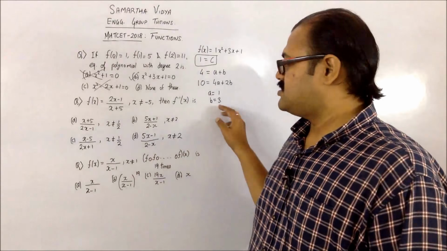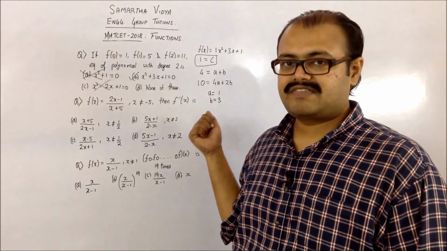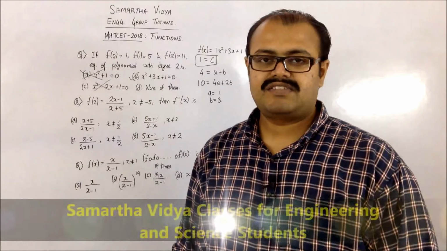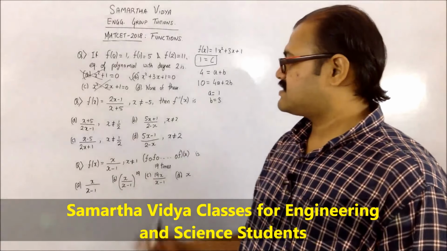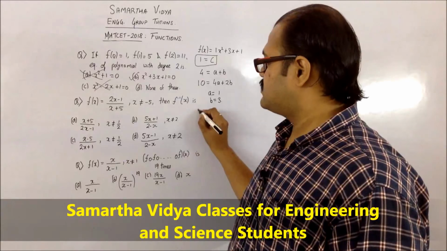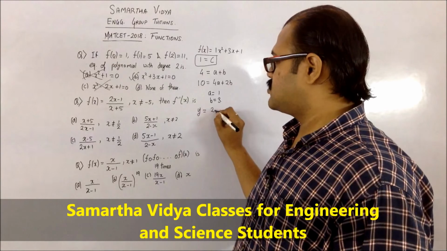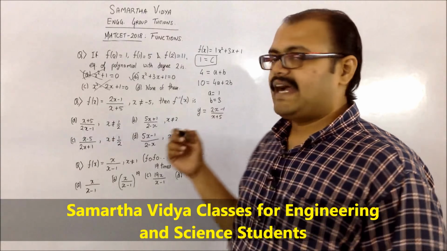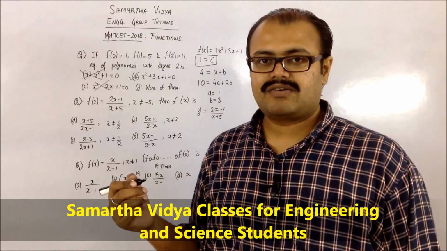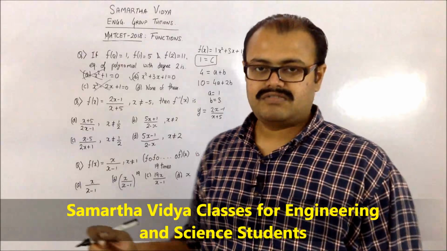So it is better you try to find the values of a, b, c in that. While finding the inverse of a function, what you have to do is replace f of x with y. So you'll be getting y is equal to 2x minus 1 upon x plus 5, and you have to then simplify it to the x is equal to form.